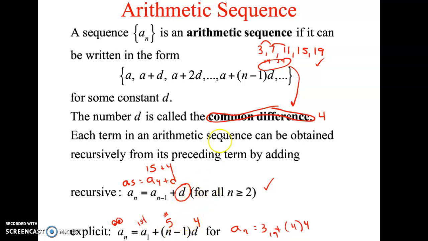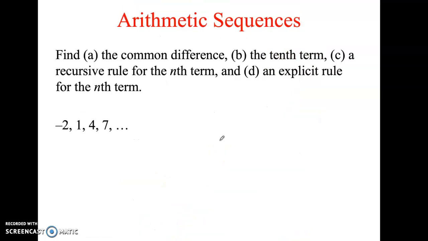Okay, we're going to go through this together now. This is what you're going to see on my math lab. You're going to have 4 parts. One is to find the common difference. I would actually do it in the middle, since it's easier to look at 4 minus 1. So the common difference, or D, is going to be 3.